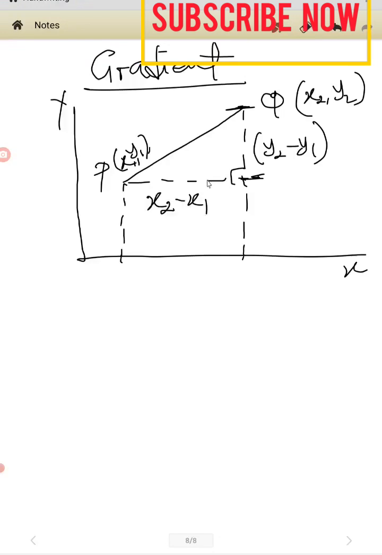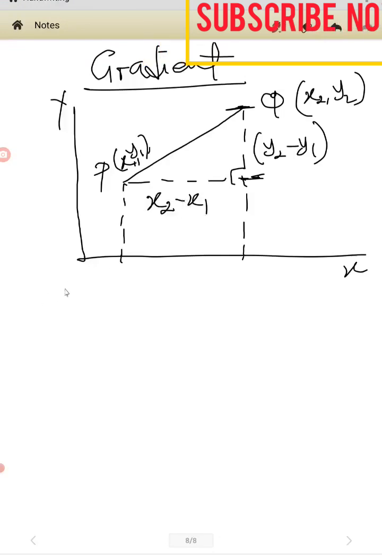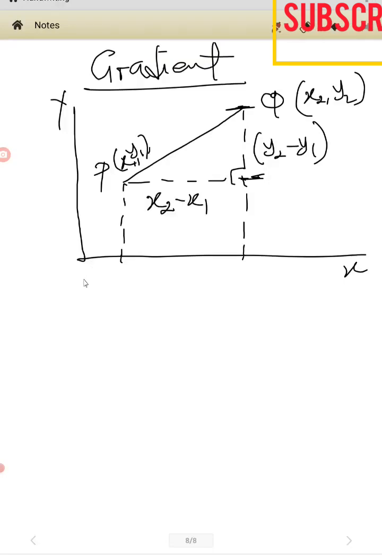Now, as we have defined gradient to be the ratio of the increase in y to the increase in x, we just write that. So let's label PQ.